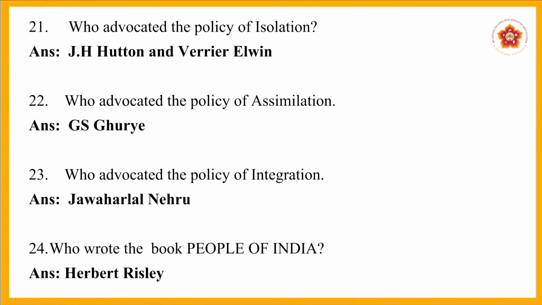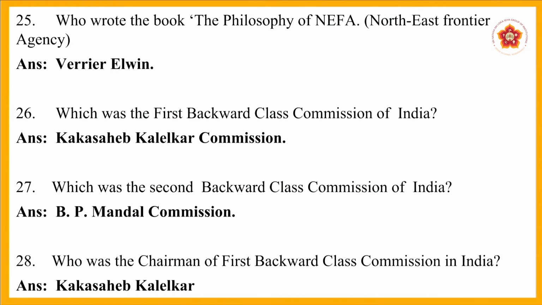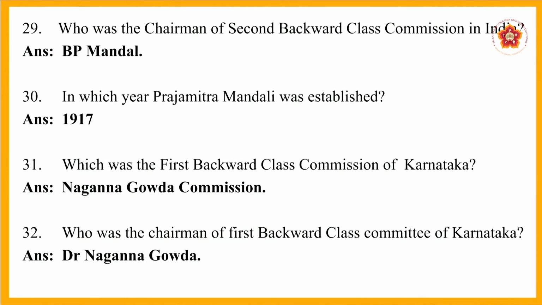Who wrote the book People of India? Herbert Risley. Here he talked about the caste. Who wrote the book The Philosophy of NEFA, that is North East Frontier Agency? So, the answer is Verrier Elwin. Which was the first backward class commission of India? It was called Kaka Saheb Kalelkar Commission. It was the first backward class commission of India. Which was the second backward class commission of India? It was the Mandal Commission, founded by B.P. Mandal. Who was the chairman of the first backward class commission of India? Kaka Saheb Kalelkar.